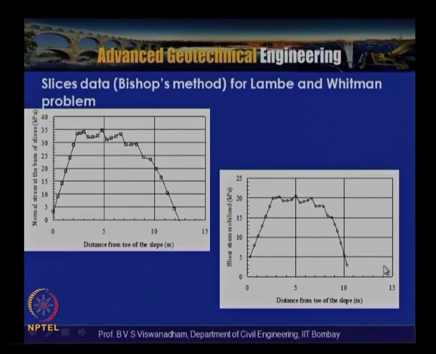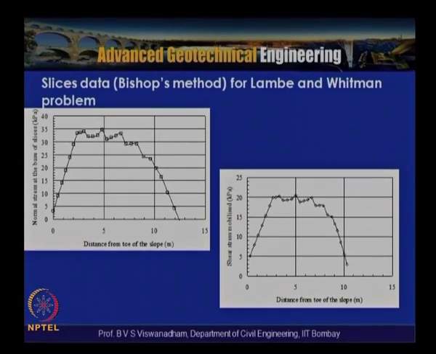Now when you plot this distance from the toe of the slope against the normal stress at the base of the slice, you can see that the mobilized normal stress at the base of the slice is about 35 kilopascals, and it drops down as you go away from the toe of the slope. Similarly here, the mobilized shear stress, as recorded from the program, is also plotted. So this is the plot showing the distance from the toe of the slope against the shear stress mobilized along the base of the slice.